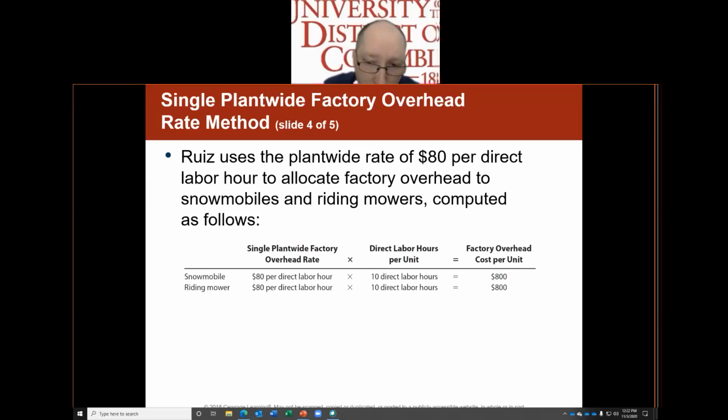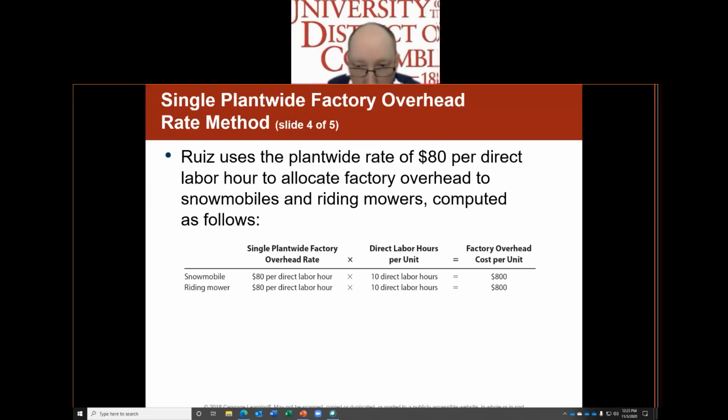So, as you know, it takes me 10 hours to produce each individual unit, whether it's a snowmobile or a lawnmower, it's the same. So I take my $80, which is my single plant-wide factory overhead rate, times the number of hours it takes me to produce each unit. $80 times 10 hours, that's $800 per unit of factory overhead.